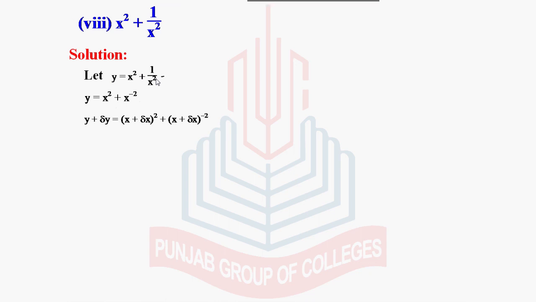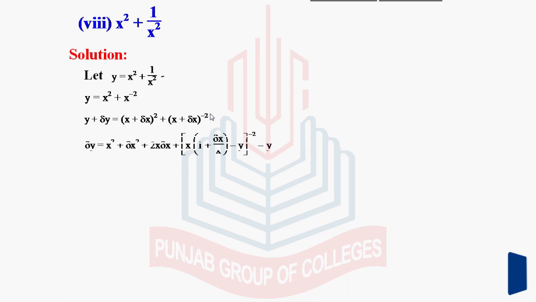So y plus delta y is equal to (x plus delta x) whole square plus (x plus delta x) raised to the power minus 2. So delta y is equal to x square plus (delta x) whole square plus 2x delta x. And from here we can take x as a common factor because of this negative integer power. With a negative integer power, we have to make a binomial series here. So that will become x (1 plus delta x over x) raised to the power minus 2.